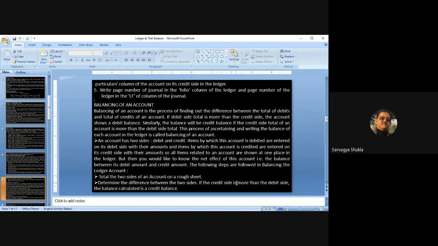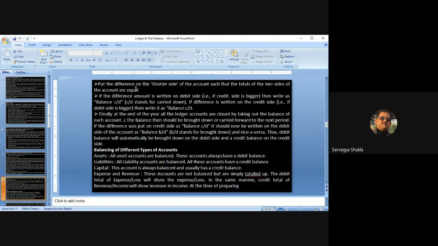If the credit side is more than the debit side, the balance calculated is a credit balance. The side which has the greater total tells you that the balance belongs to that side. If the credit side has the greater total than the debit side, the balance is a credit balance, and if the debit side has the greater total than the credit side, that balance belongs to the debit balance.